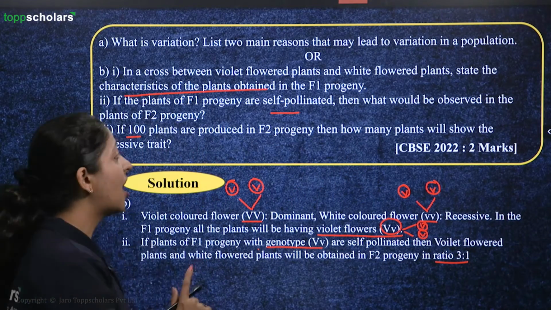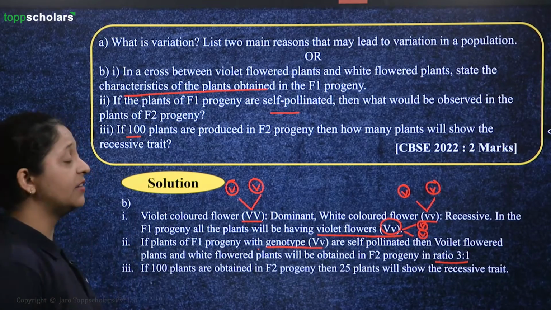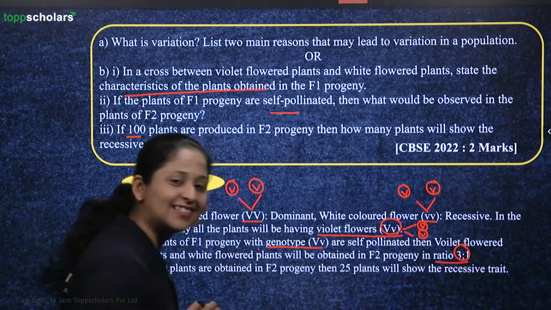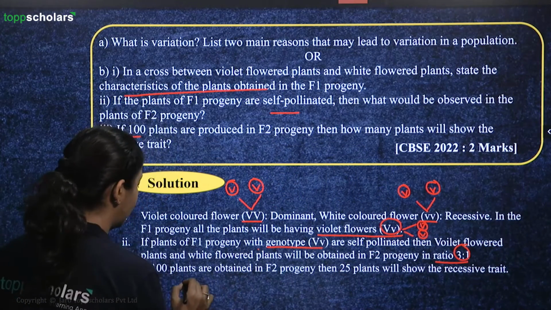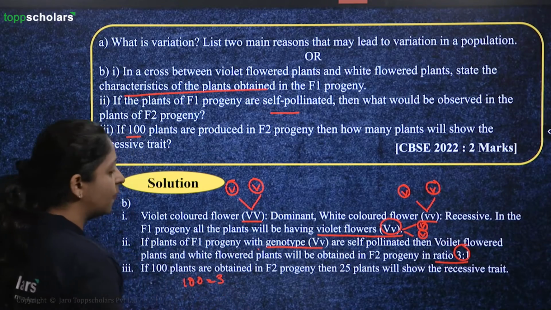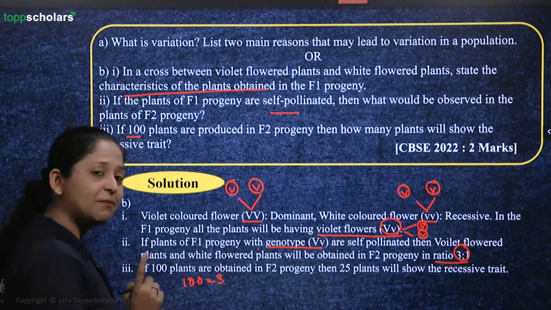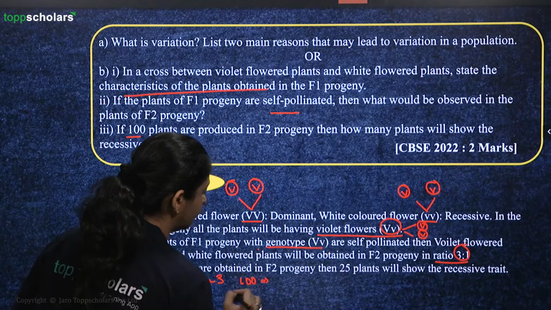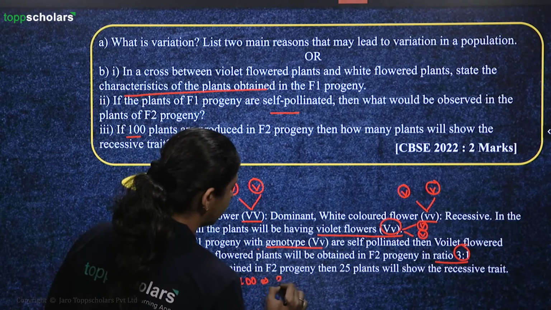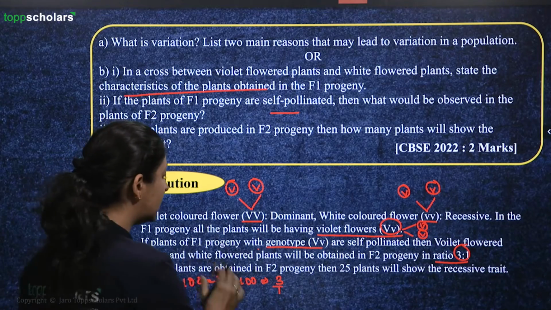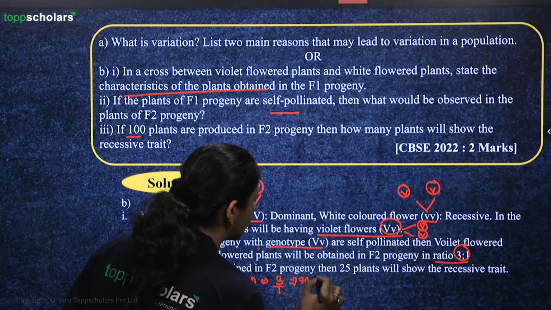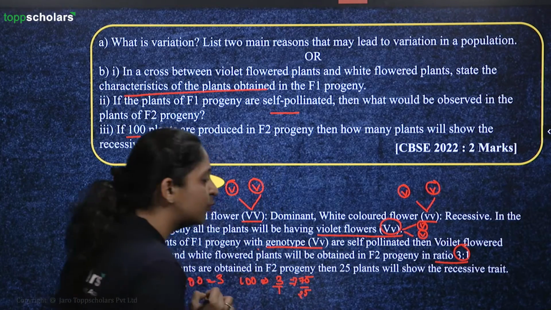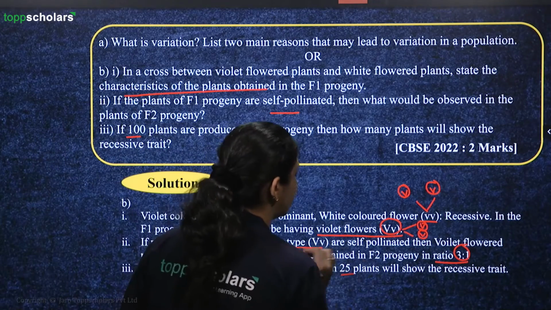Clear? Now, answering the third question. If in all you have 100 plants, how many will show you the recessive trait? You already got the ratio in the previous answer, 3:1. So out of 100, 3 parts are for your tall plants and only 1 part is for your recessive trait, correct? So you have 100 in total, and you divide it into the ratio 3:1. So 3 sections, that is 75 plants, will be for the dominant trait and only 25 plants will show you the recessive trait. So your answer will be 25.